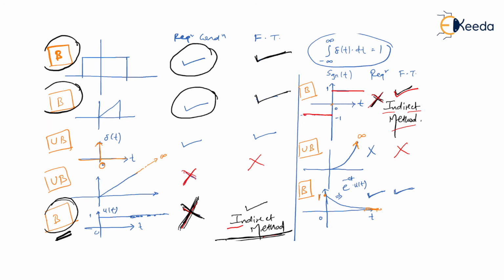We have one more example for this. The given signal was bounded, but the required condition wasn't satisfied. So if the required condition is not satisfied, at least the given signal must be bounded. Then only we can use the indirect method and get a Fourier transform. But here, the required condition is not satisfied. Then at least the signal should be bounded. But here, the signal is unbounded, and therefore Fourier transform does not exist.